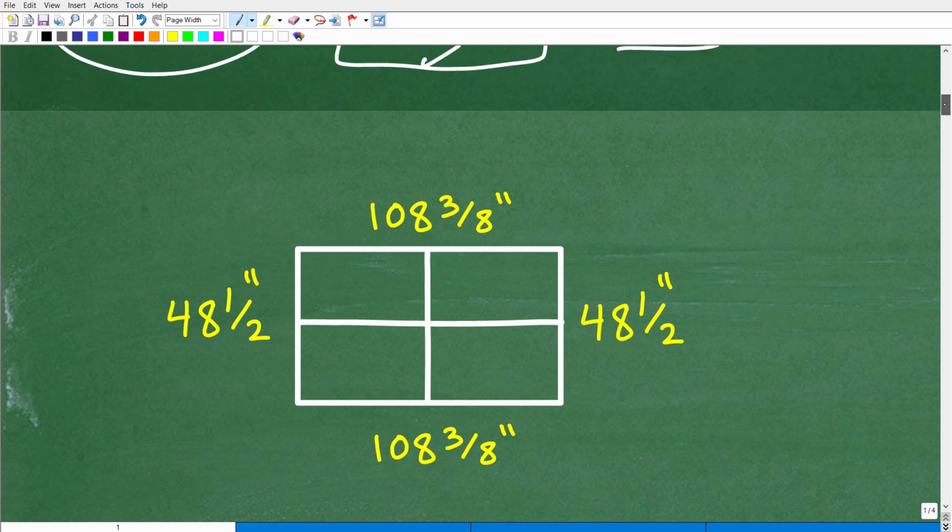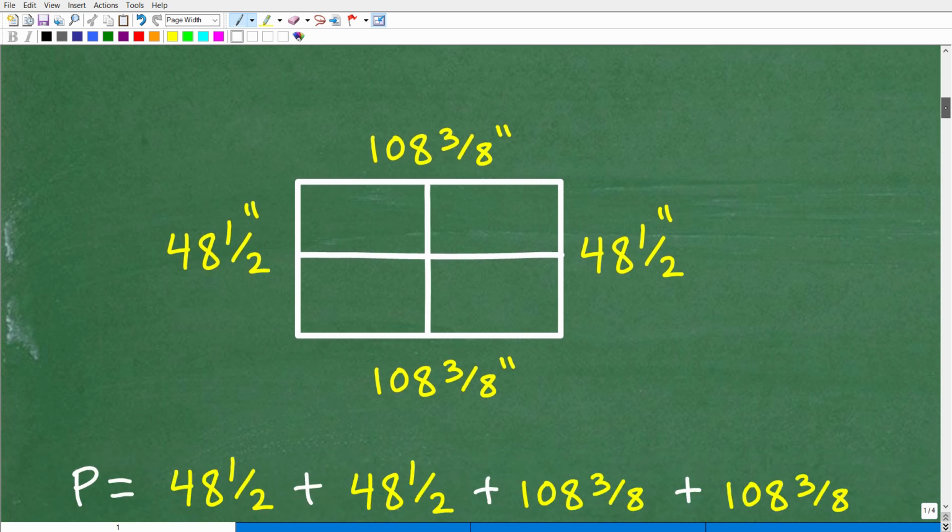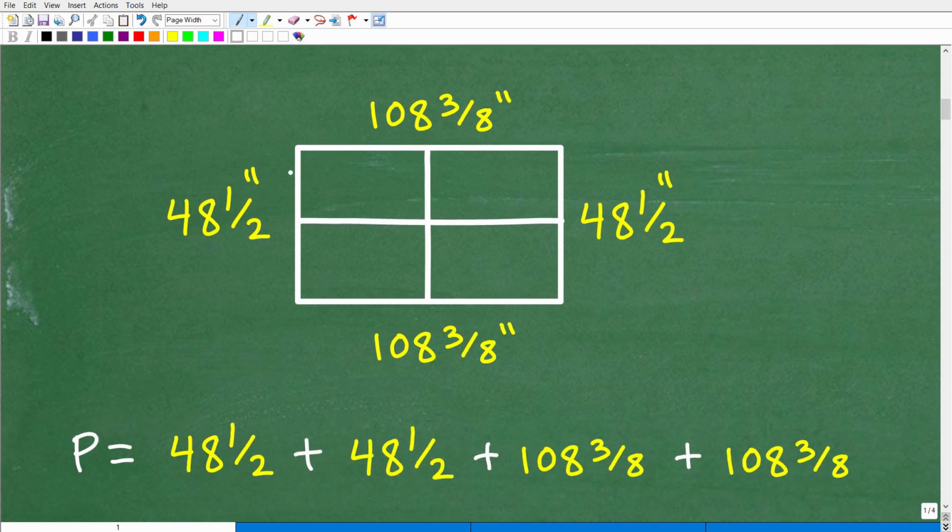Okay, so what is the perimeter? Okay, well, here is our window. And it's, again, the dimensions here is 48 and 1/2 inches this way, 108 and 3/8 inches this way. But because it's a rectangle, this dimension and this dimension are the same, and this dimension and this dimension are the same. All these lengths here, opposite lengths, are equivalent.